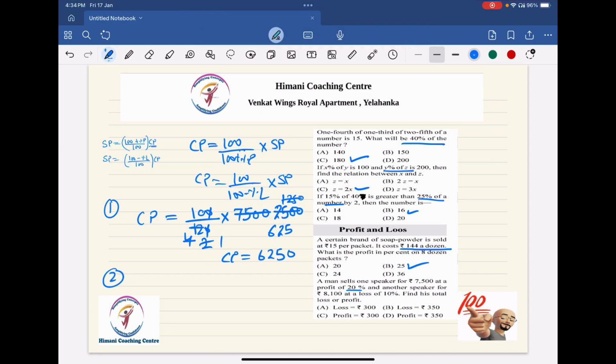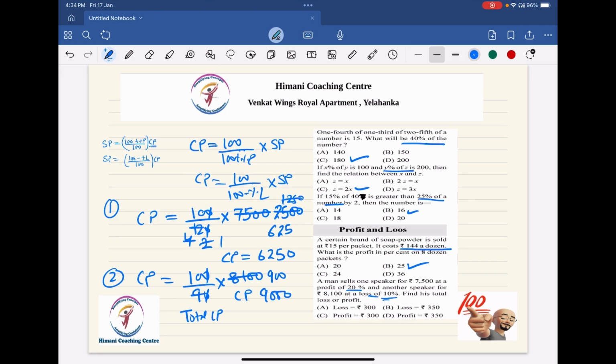Now let us find CP of the second speaker. So that would be 100 by 100 minus 10, because it says a loss. So 100 by 90, and SP is 8,100. So this is what we will do. 900 into 10 is 9,000. So CP is 9,000.